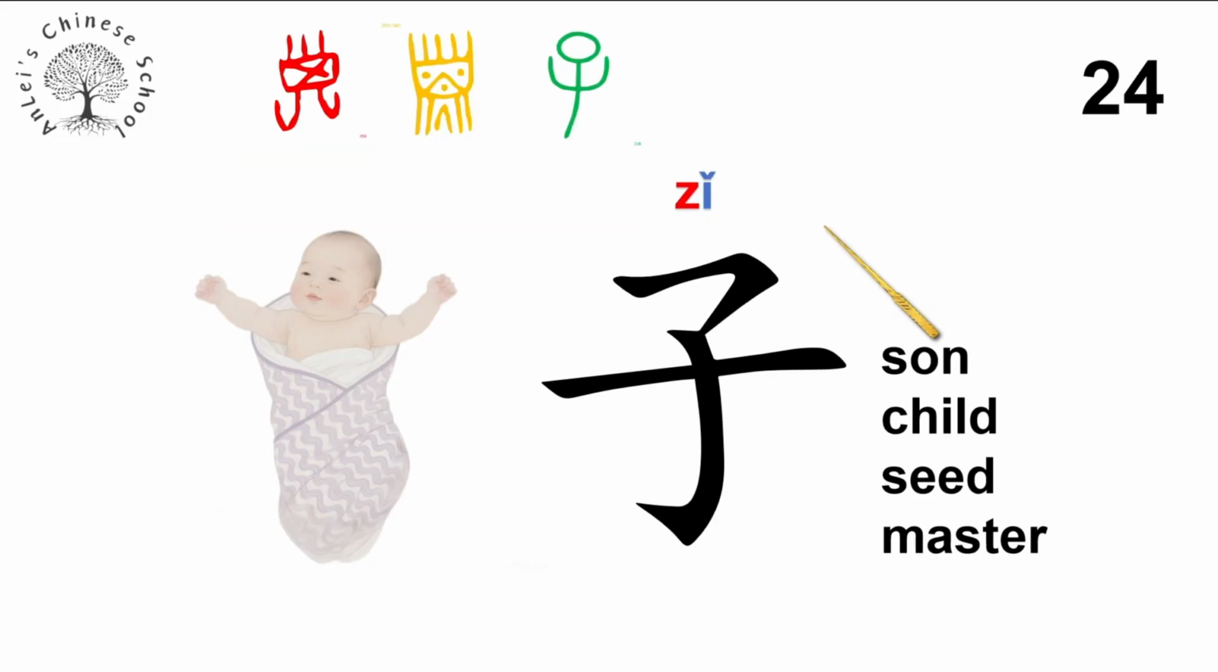This character is 子, zǐ. It means a son, child, seed, master. The oracle bone inscription is like a baby. This is the head, hair, and these are the body and the arms. The bronze inscription is more vivid. In small script, you can see the head, the body, and the arms.